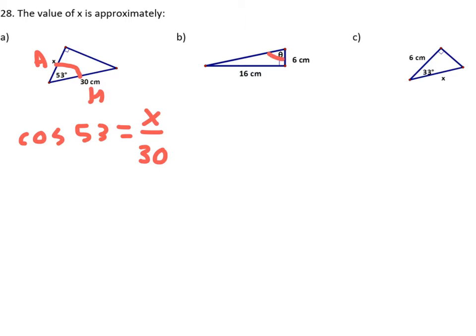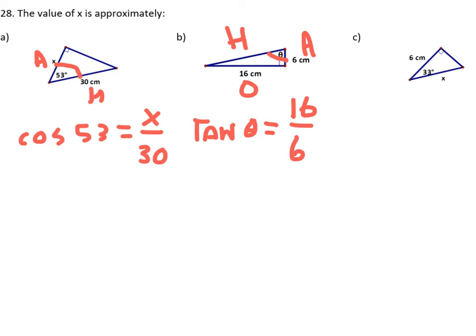Here again I'll do my arc. There is my H and my A. That makes this the O. This must be a tangent question because I'm looking for an opposite, which is 16, and an adjacent, which is 6. Finally, we'll do it one more time, and we get our adjacent and our hypotenuse. Once again, this is a cosine question of 33 is 6 over x.